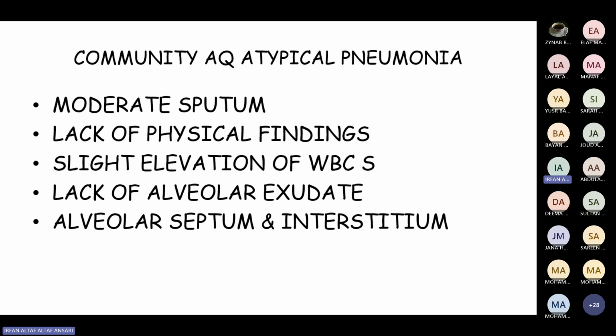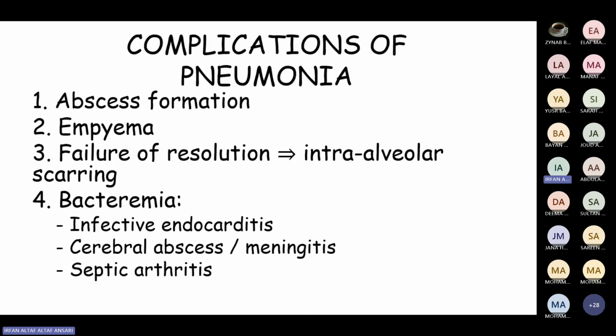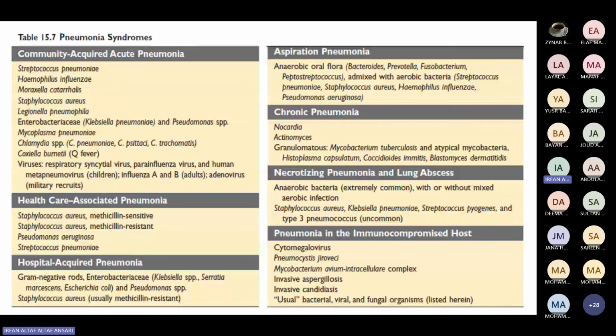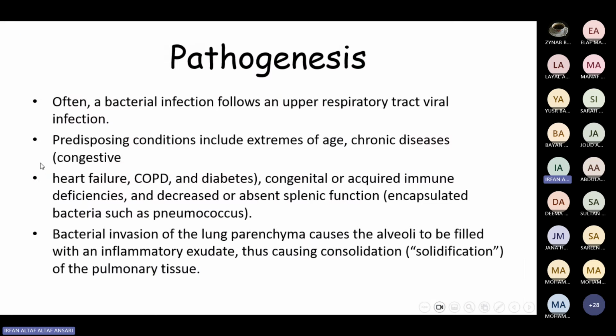So now we have community acquired pneumonia, of two types: typical and atypical. As I told you, if you go to this slide, these are the four causes of bacteria. These are the community acquired typical pneumonia. While these three causes are the community acquired atypical pneumonia.